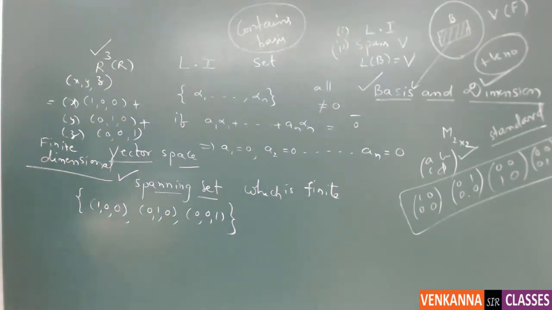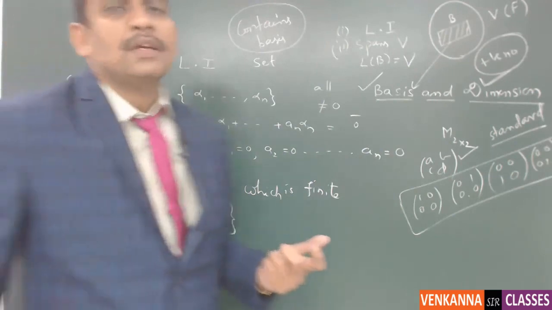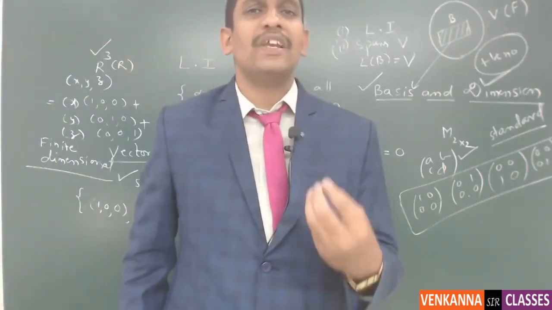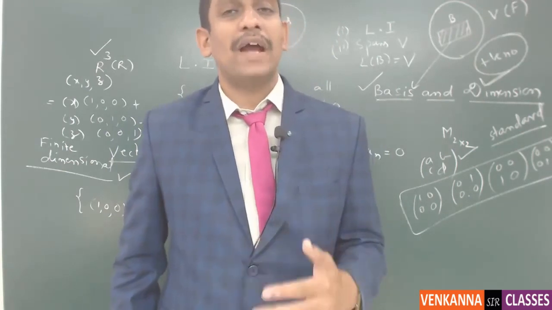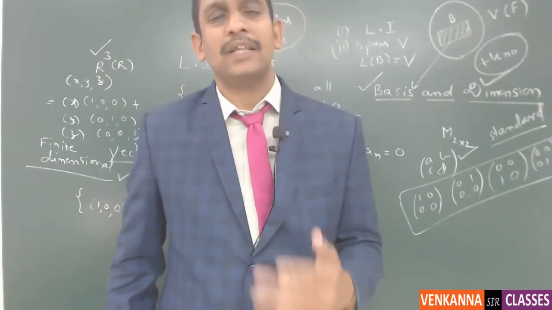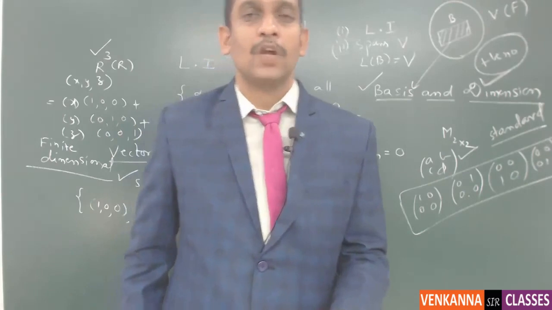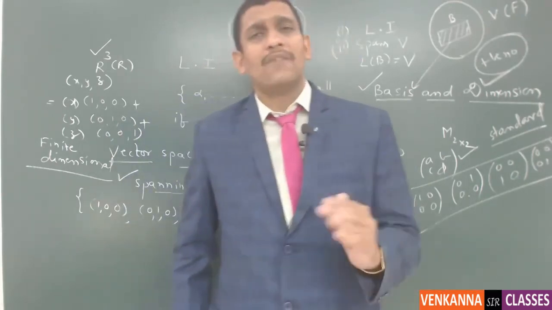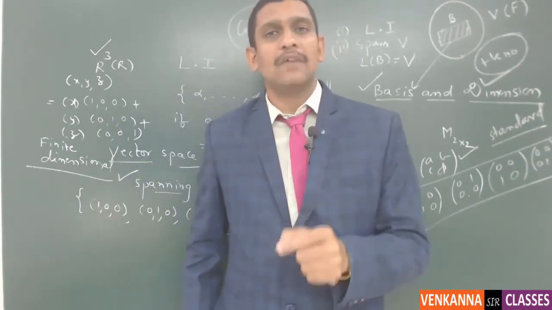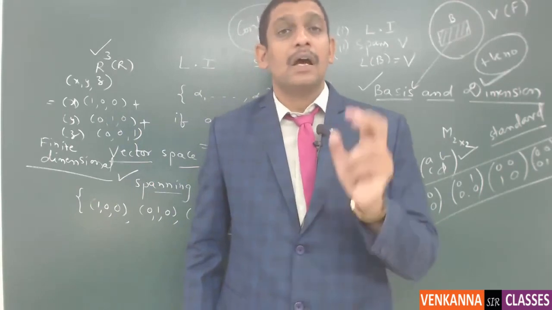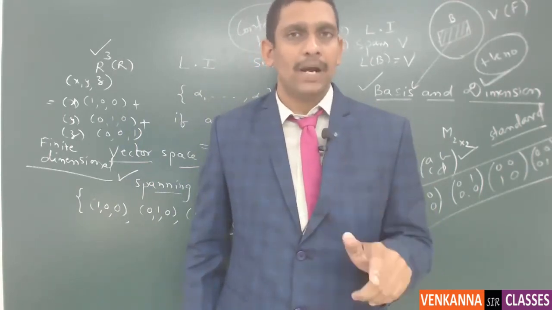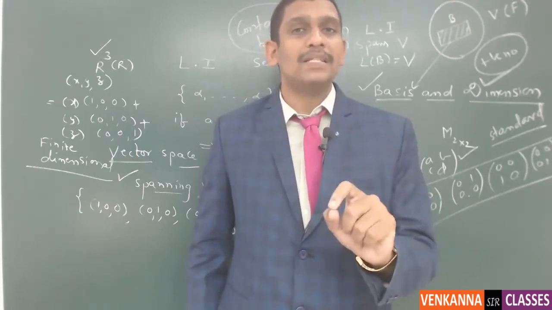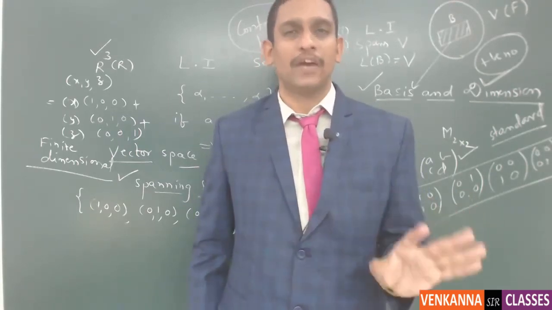Now, one interesting question is, how many bases will exist for a vector space? For a finite dimensional vector space, there may be so many bases. Whatever basis you consider for the vector space, the vectors in that set are different, but the number of elements in the basis is always equal.